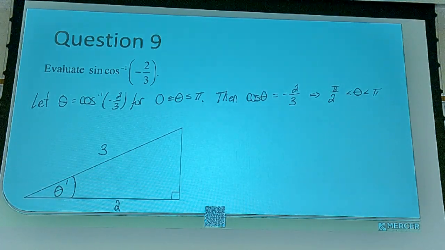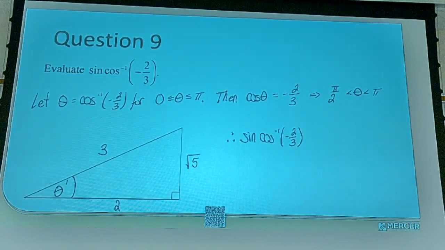What's 2 squared? What's 3 squared? 4 plus what is 9? So b squared is 5, right? What's b? Square root of 5. That's the missing length. How is sine defined on a right triangle? Right, so sine of theta prime would be root 5 over 3.